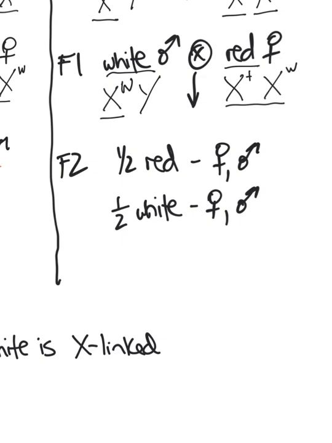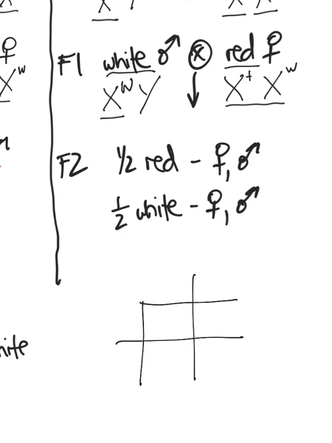Let's scoot this up a little bit, and I'm going to make myself some more room here. So again, let's use a Punnett square to look at what we expect when we cross this F1 to generate the F2. So here's my Punnett square. I'm going to fill in the gametes that the F1s would produce. The females' gametes across the top, we would have an X plus and an X white from that heterozygous F1. The male's gametes down the side, we would have an X white and a Y from the F1 male.